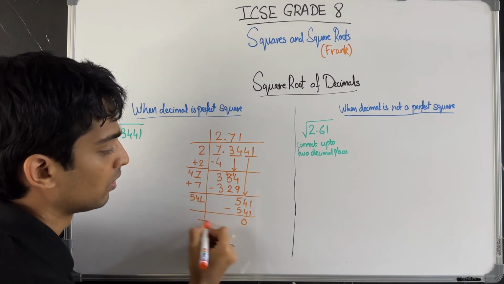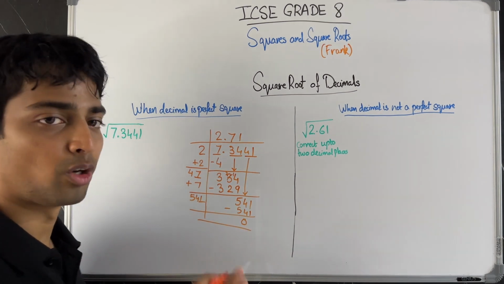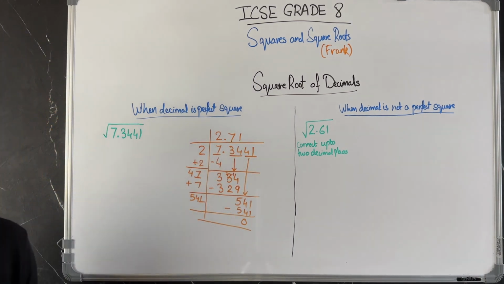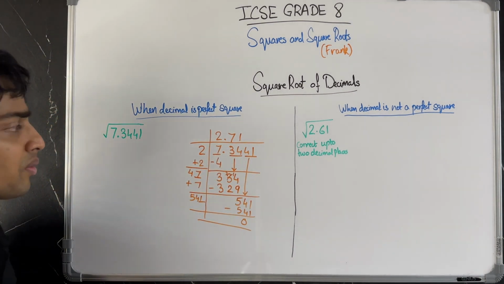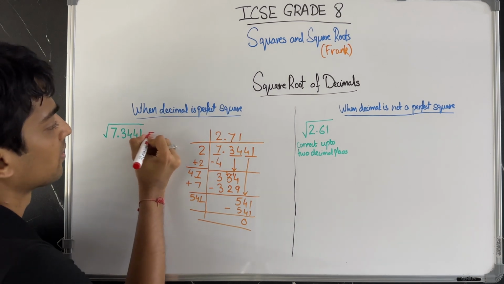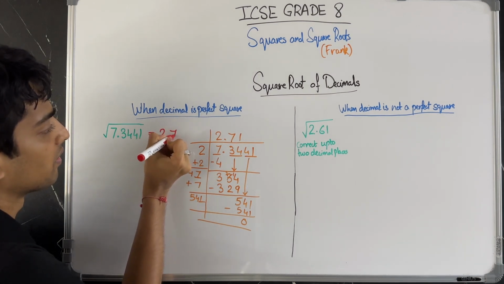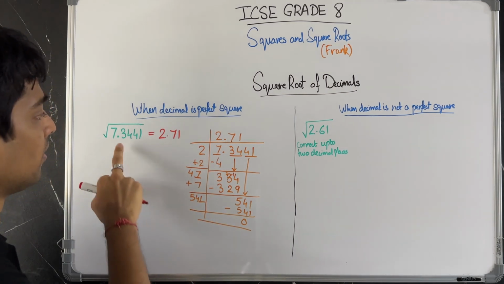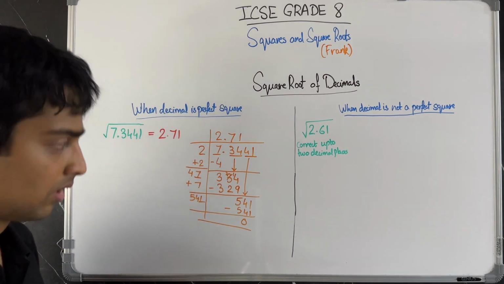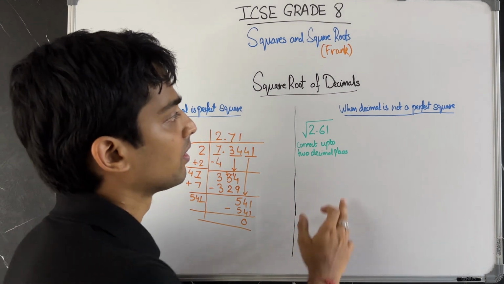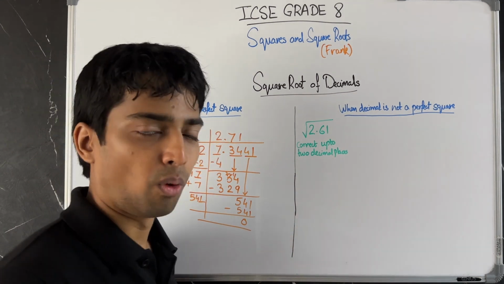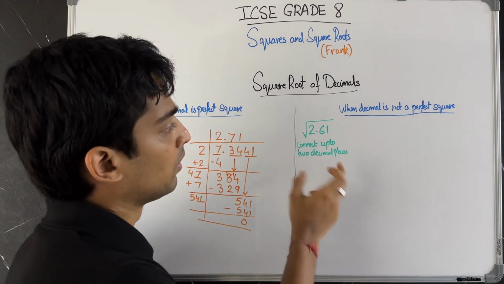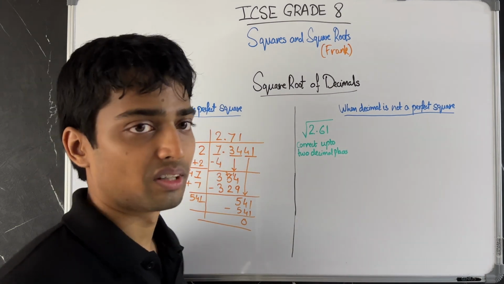Subtracted, 0. So we have got the remainder as 0, so we will stop here. So the answer is exactly 2.71. So the square root of 7.3441 is exactly 2.71. That means if we multiply 2.71 into 2.71, we will get 7.3441. Now let's look at the next case. When decimal is not a perfect square. What does this mean? This means there is no decimal number which squared gives us 2.61.